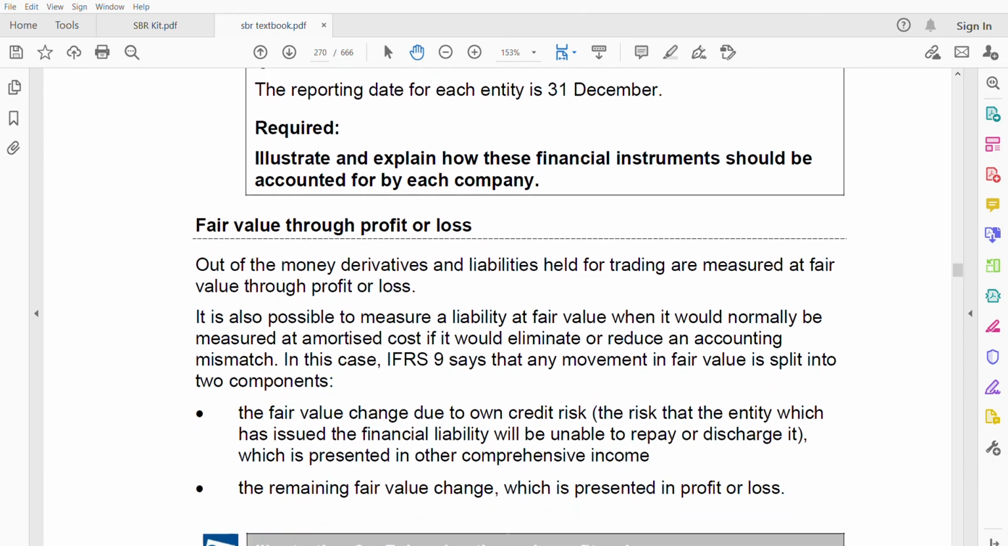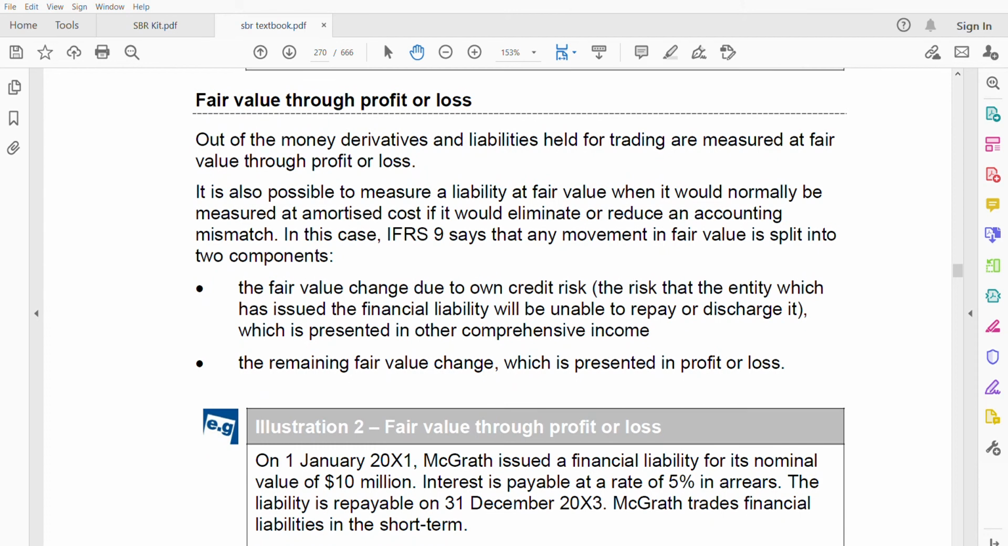Then the next method we can calculate. These are all under subsequent measurement. Remember, subsequently we can measure using two methods: amortized cost, which we just finished, and fair value through profit and loss. Now we are going through fair value through profit and loss. That's it, then we are over with financial liability. We just need to know initial recognition and the two subsequent measurements. Out of the money derivatives and liabilities held for trading are measured at fair value through profit and loss.